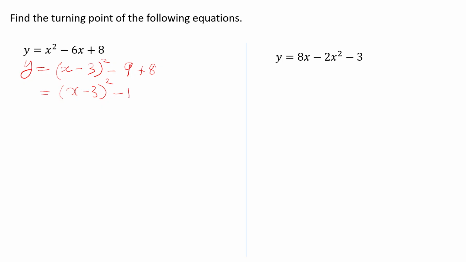To find the turning point, the minimum value of the square is 0. So we need to make this bracket 0. What value of x makes this bracket 0? When x equals 3, this bracket is 0. The turning point x value is 3. When x equals 3, the bracket is 0, then y equals minus 1. So this is the turning point.